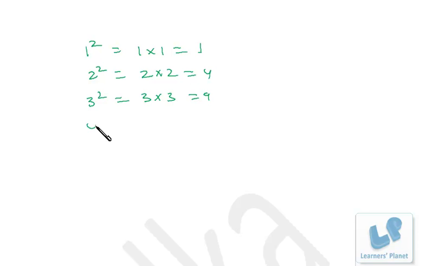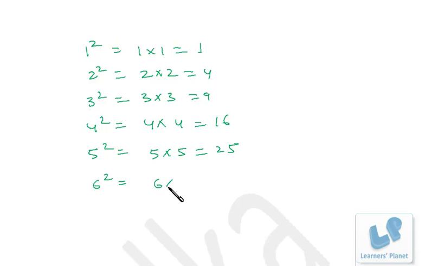Now let's write the squares of the first 10, 15 natural numbers. 1 square, that means 1 into 1, that's 1. 2 square is 2 into 2, that is 4. 3 square is 3 into 3, that's 9. 4 square is 4 into 4, 16. 5 square is 5 into 5, that is 25. 6 square is 6 into 6, that is 36. 7 square is 7 into 7, that is 49.